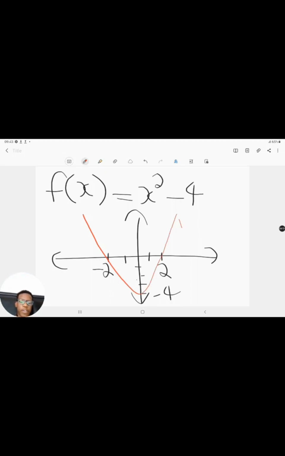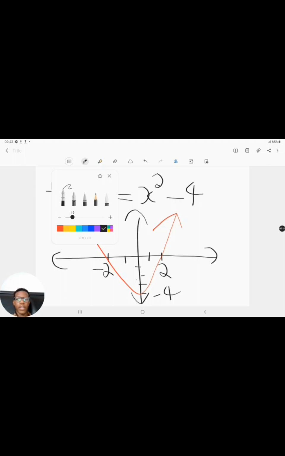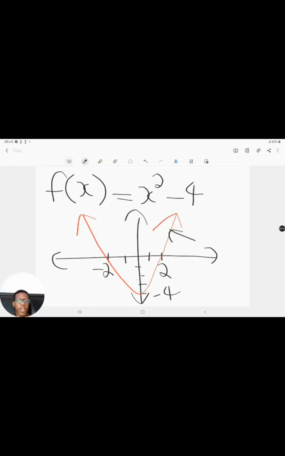You should have a look at the video that I made for parabolas if you don't know where I got this from. Now, this is the graph of f. The name of this graph is f, and the way this graph is shaped and the way this graph behaves is given by that there, the description of the function. So that is the function called f.